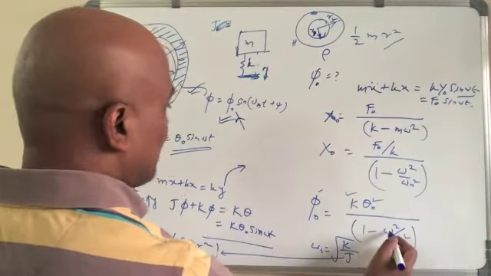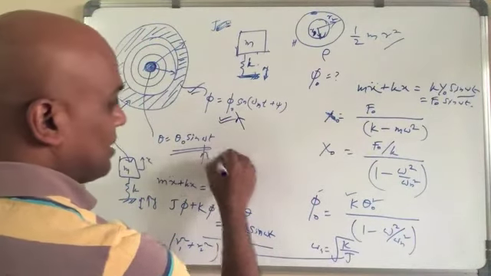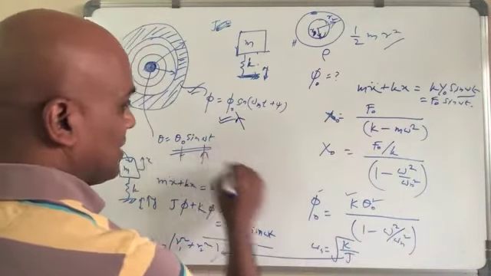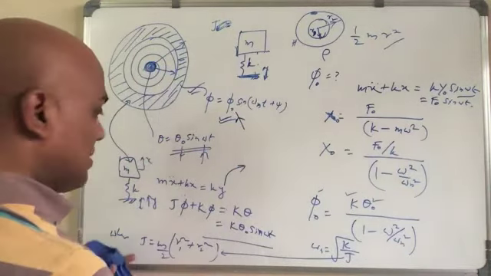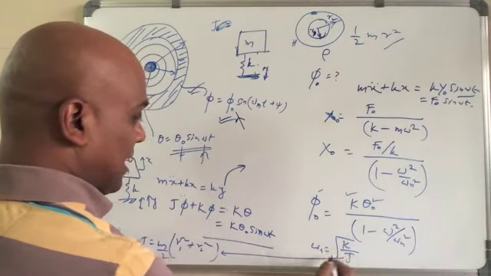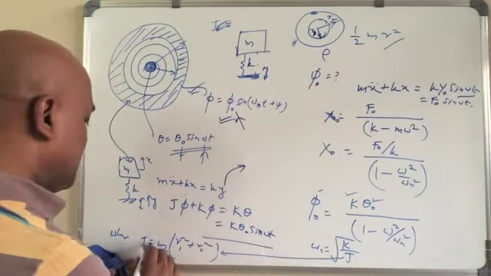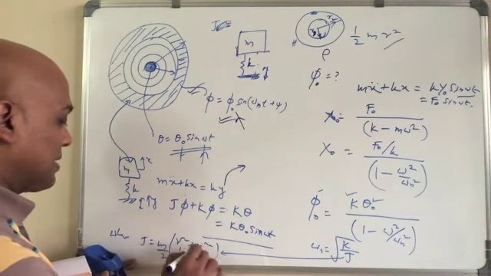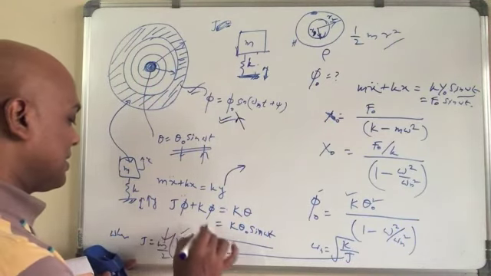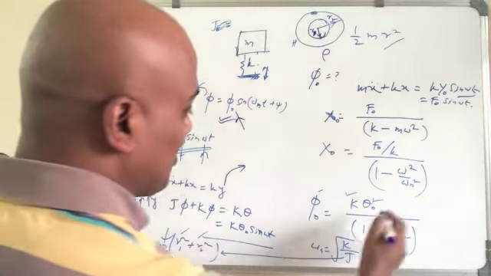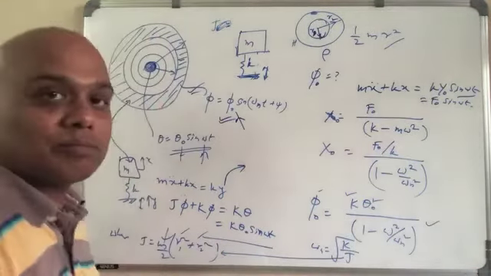Omega n is also known. Omega is given here. Theta naught is also given here. K is also given in the problem. Omega n is the root of k over j, where j is equal to m over 2 times r1 square plus r2 square, where m is given, r1 is given, r2 is given. So automatically you find out this one.